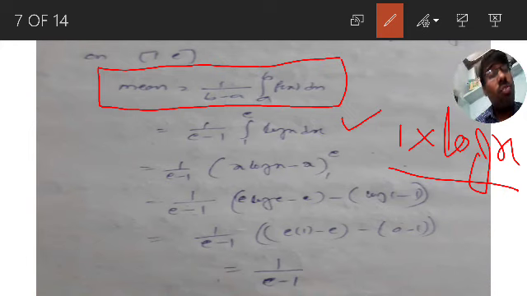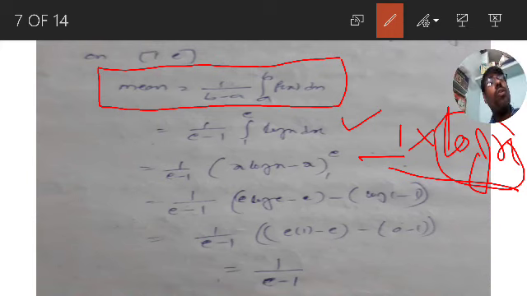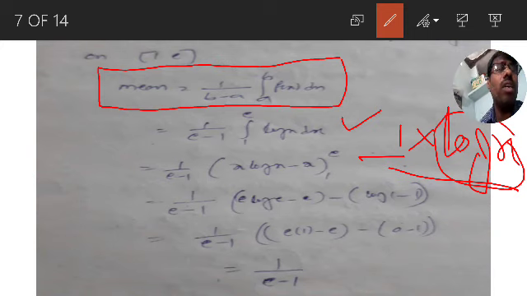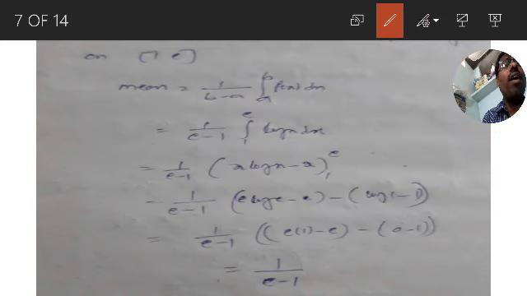Or logarithmic first and algebraic second, so u is equal to log x and v is equal to 1. The derivative of log x is 1 by x and the integration of 1 dx is x. Substitute in the formula: u into integration of v minus integration of u dash into integration of v dx, whole dx. Substitute in that, and you will get the answer for the integration of log x.